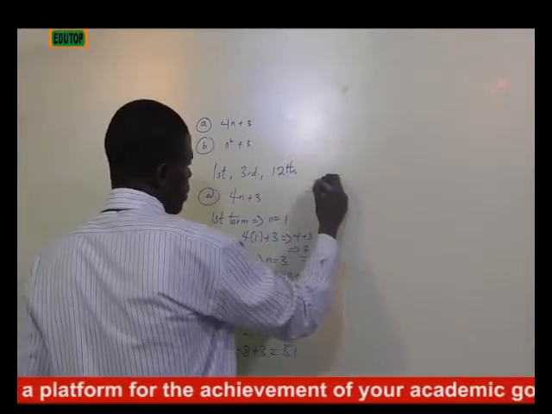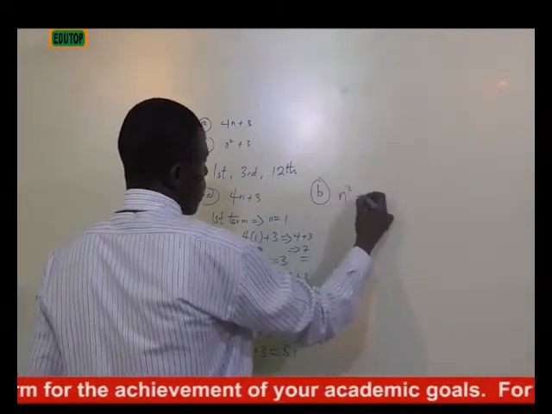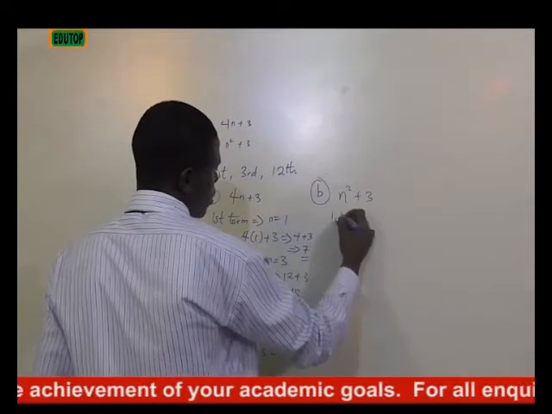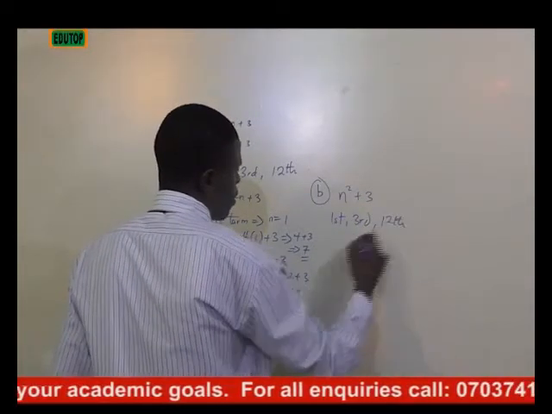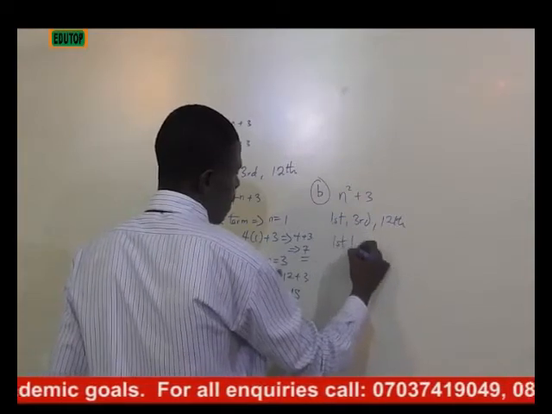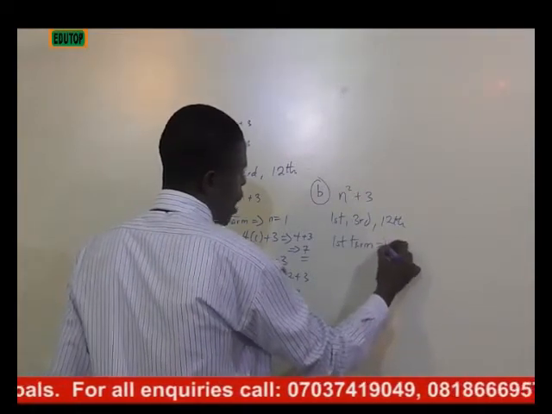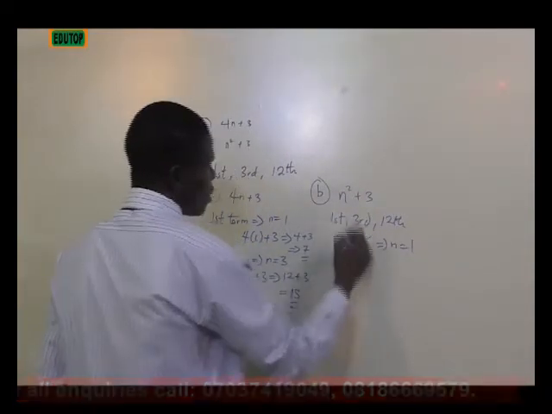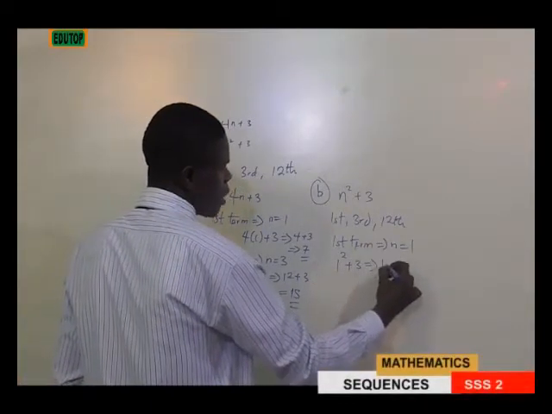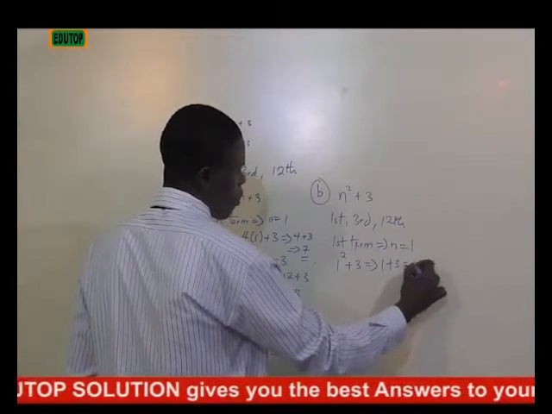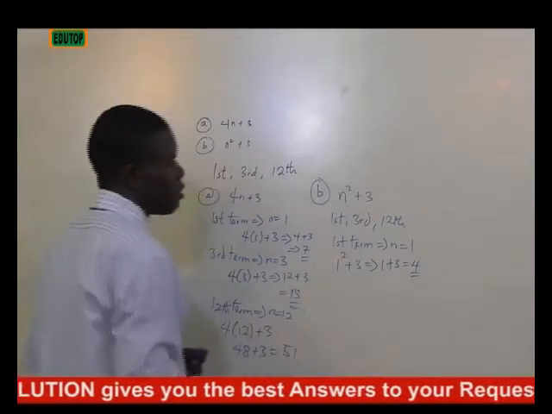For the B part, which is n squared plus 3, first, third, and 12th term. For the first term, where your n is 1, then it will be 1 squared plus 3, and that is 1 squared is 1 plus 3, that gives us 4. So the first term is 4.